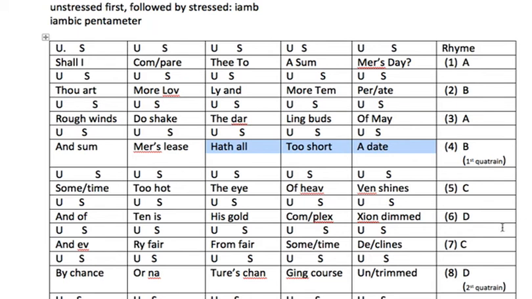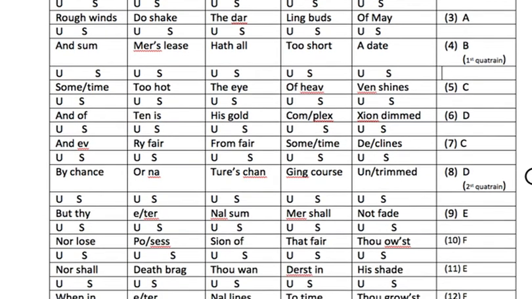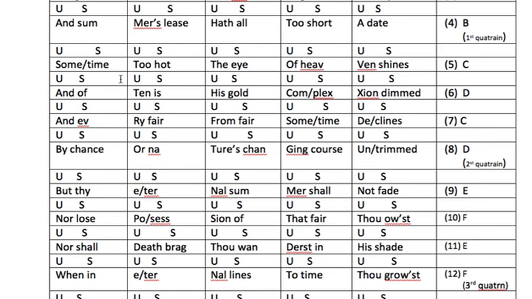And so these images are continued. Some of these images of time are continued into the second quatrain, right? Second quatrain begins: "Sometime too hot the eye of heaven shines, and often is his gold complexion dimmed, and every fair from fair sometime declines, by chance or nature's changing course untrimmed." And you can see how I've broken every syllable down. It's just unstressed followed by stressed. There's a real metrical regularity over here.